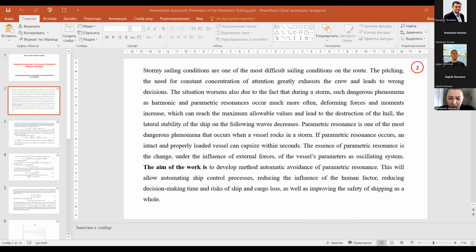The aim of the work is to develop a method of automatic avoidance of parametric resonance. This will allow automating ship control processes, reducing the influence of the human factor, reducing decision-making time and risks of ship and cargo loss, as well as improving the safety of shipping as a whole.